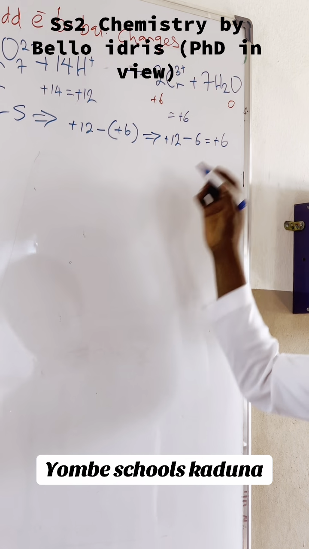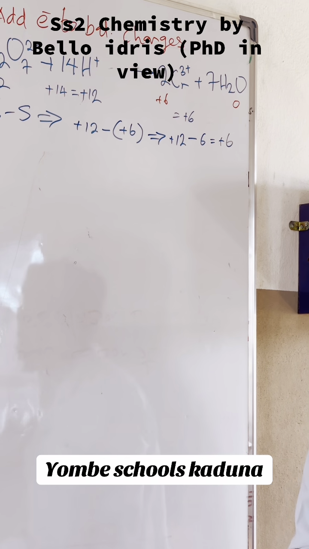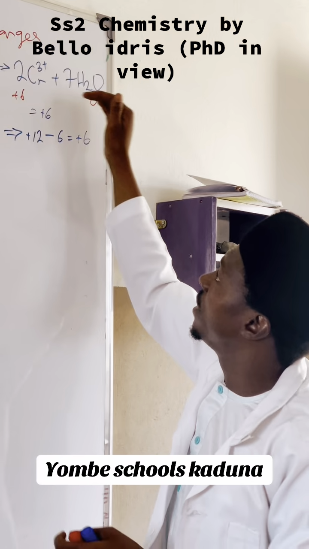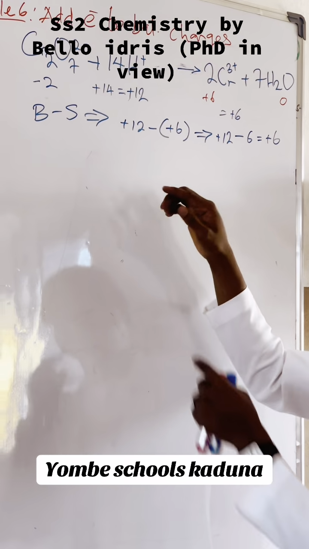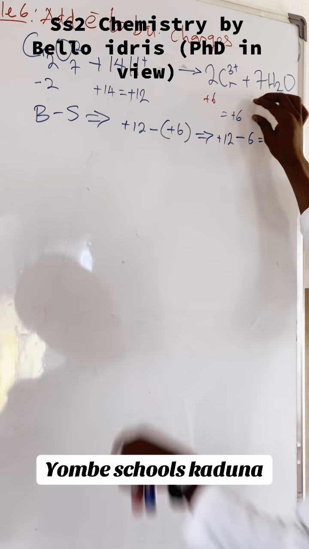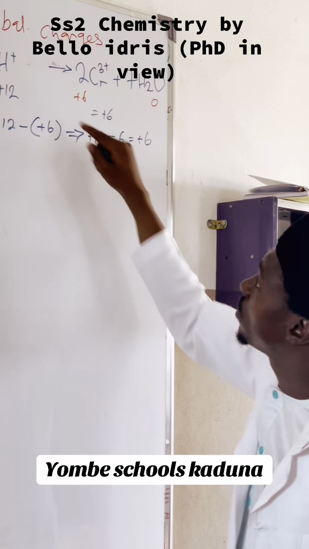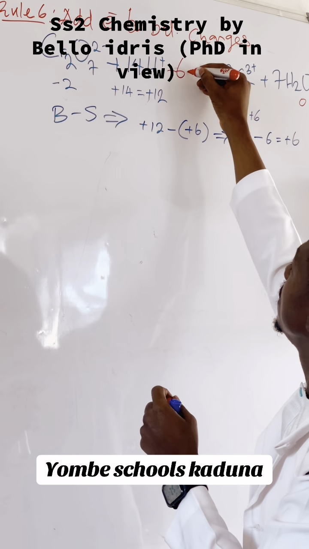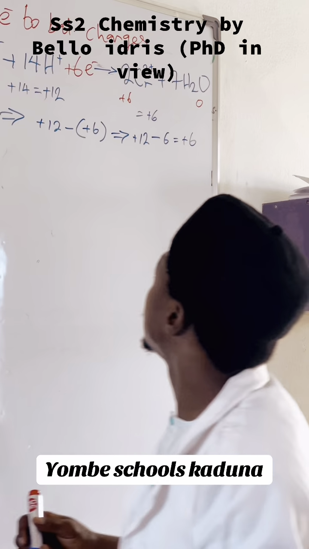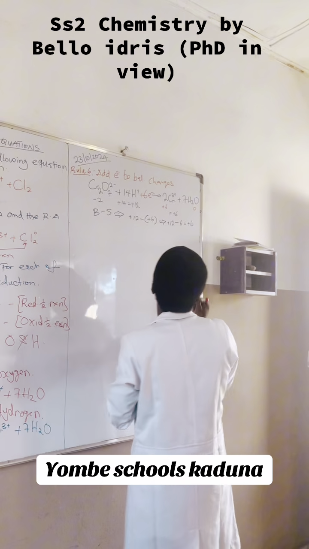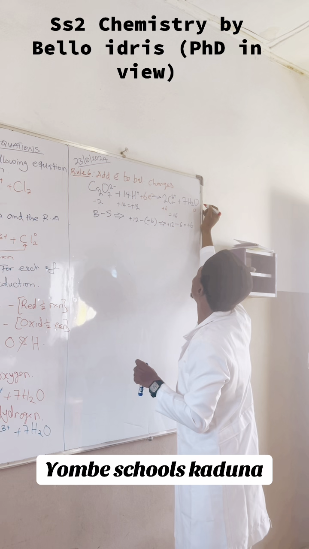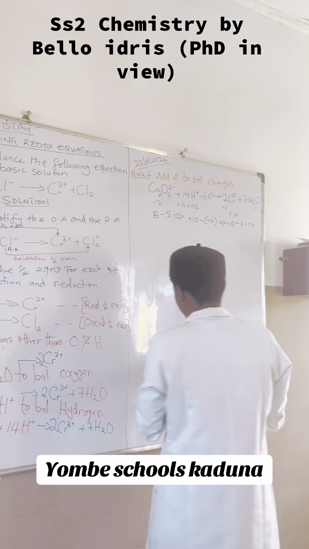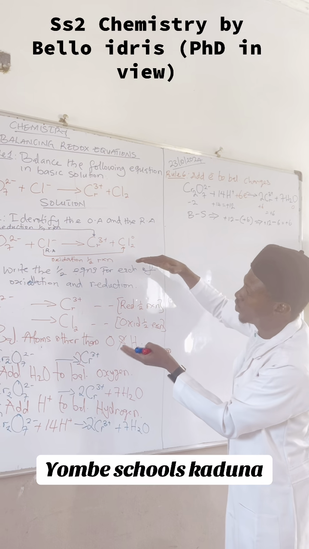That means we are adding 6 electrons. Which side? The more positive side. Which one is the more positive side? The left hand side has the charge of plus 12, and the right has the charge of plus 6. So we are adding 6 electrons to the left hand side. So plus 6 electrons. Are we together? Yes. We can now name this equation as our equation 1. Are we together? Yes.